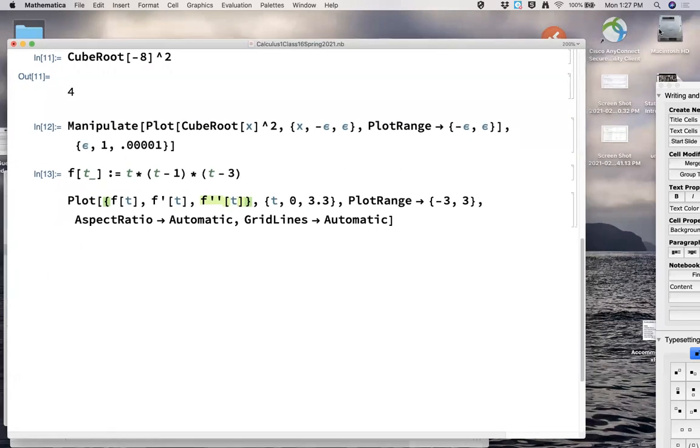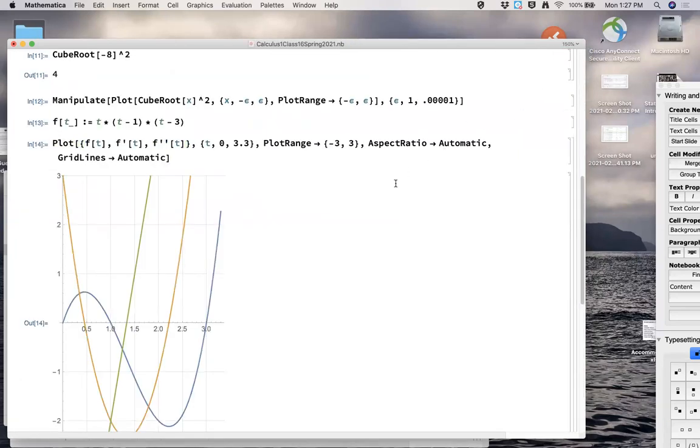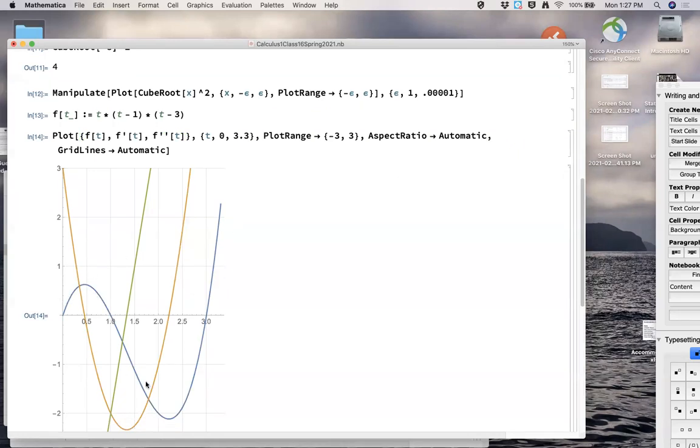So now I'm graphing f, f prime, and f double prime. F was the cubic, that's the blue one. Its derivative is a quadratic, that's the goldish one, sort of yellowish orangish one. And f double prime is going to be linear. That's the straight line, the green line there.